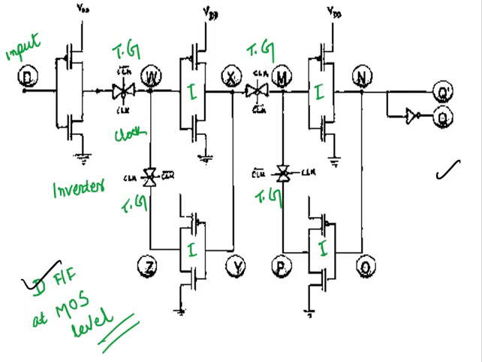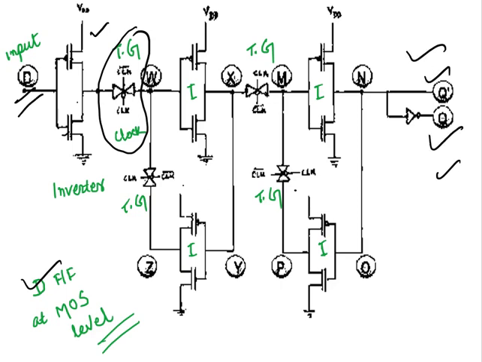It is made up of inverters. All these are inverters, made of PMOS and NMOS. There are 1, 2, 3, 4, 5 inverters. And this is called a transmission gate. There are 1, 2, 3, 4 transmission gates. This is my D input, this is Q and this is Q bar.